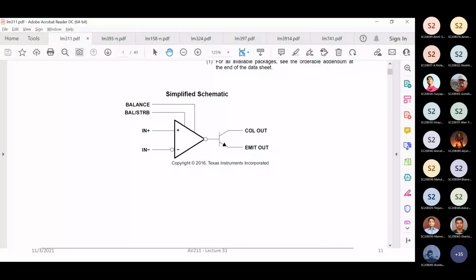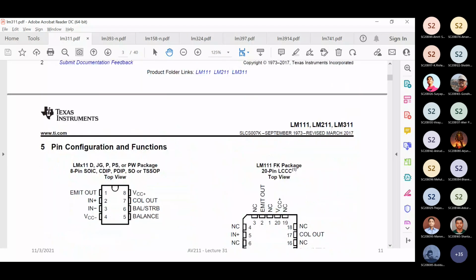Now, if you look at this simplified schematic, of course, they have some balance and strobe pins, basically to adjust the offset and things like that. You have the in plus and in minus, and the output is not like an op amp here. It drives a transistor where you can pin out the emitter and the collector. So basically what will happen is that it will give the inverted output so that the final output will be the correct polarity.